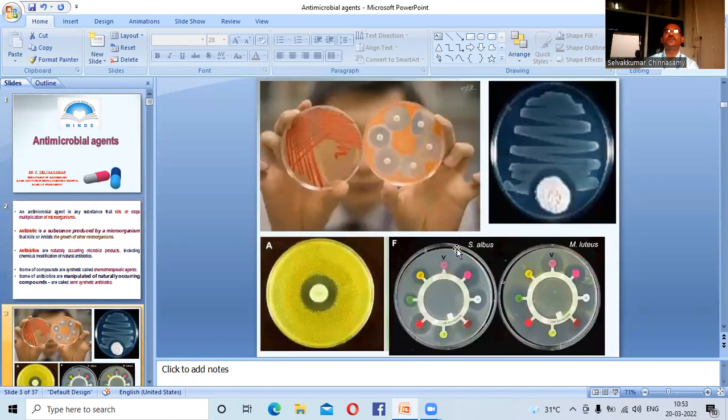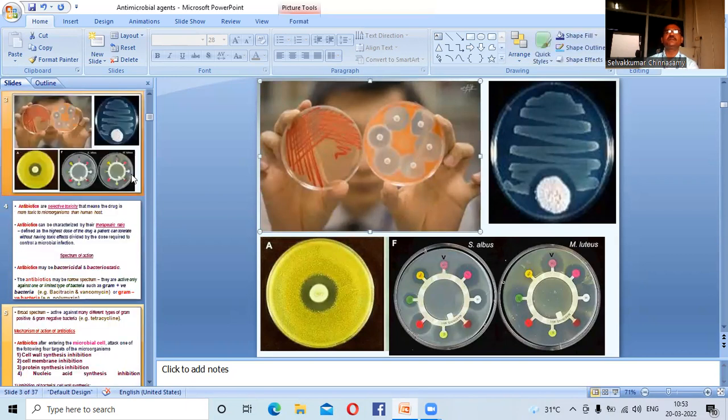So here, how you can see the antibiotic activity. This slide shows a very clear picture of how an antibiotic can inhibit microorganisms. First we need to inoculate the bacteria on the surface of the plate. Then we place the antibiotic disc, a paper disc incorporated with the respective antibiotic. Then incubate for 18 to 24 hours. After that, we measure the zone of inhibition.